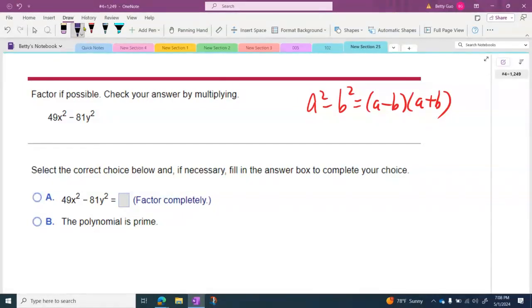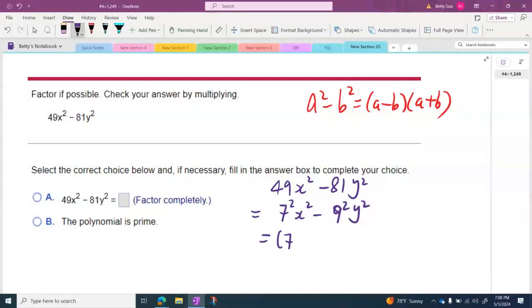Okay, let's see. 49x squared minus 81y squared. 49 is 7 squared, 81 is 9 squared. So we can write the first term as 7x in parentheses to the power 2, and this one is 9y to the power 2.